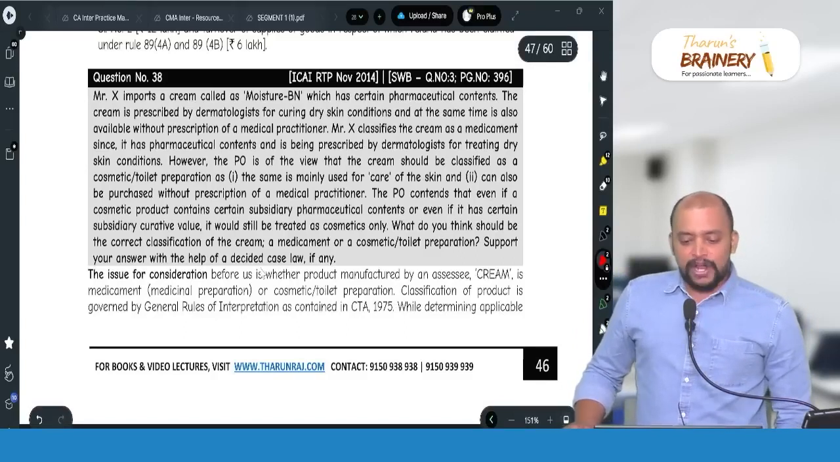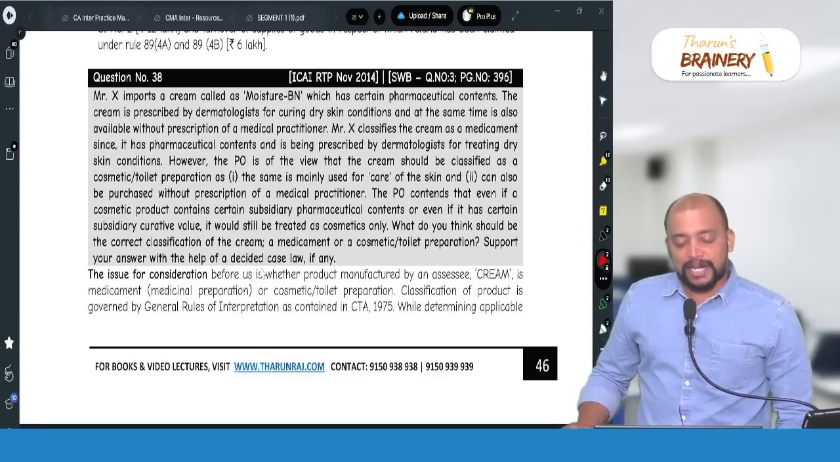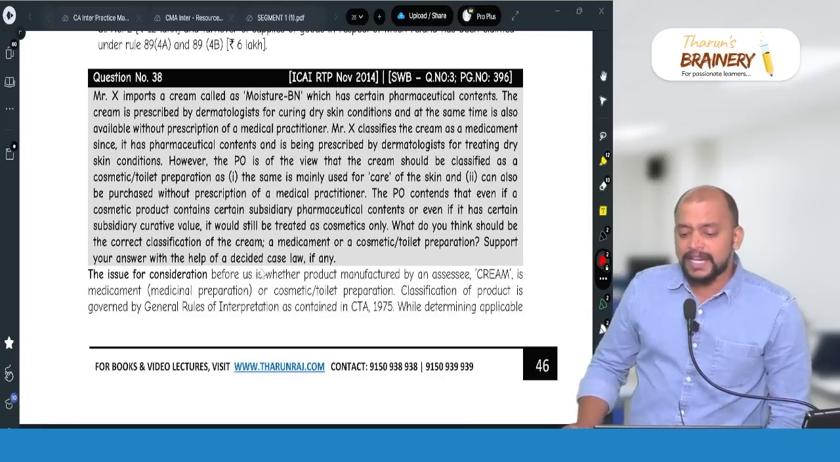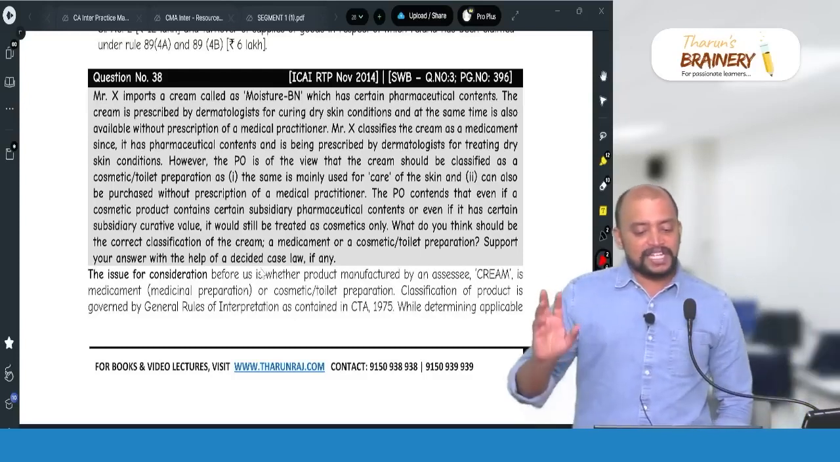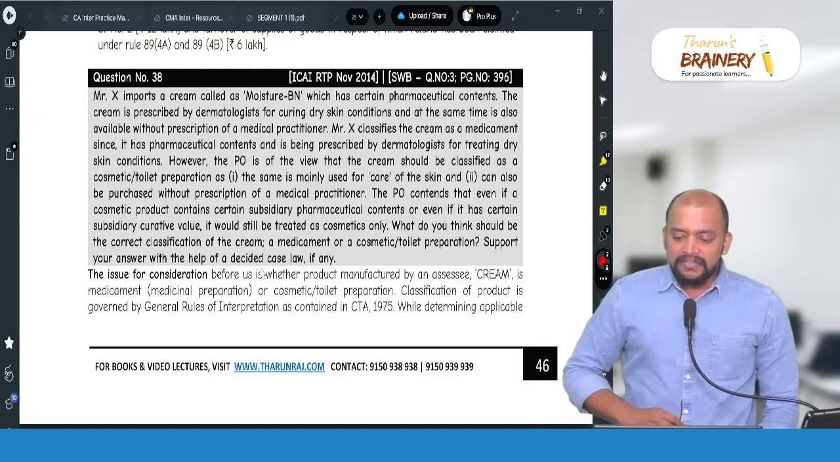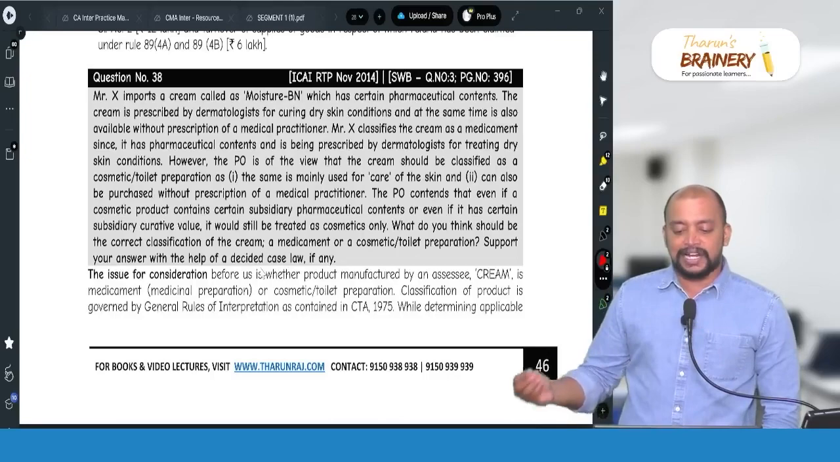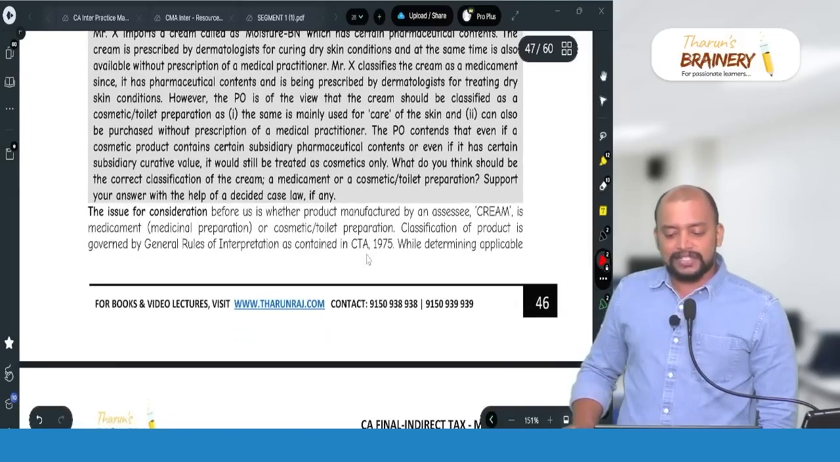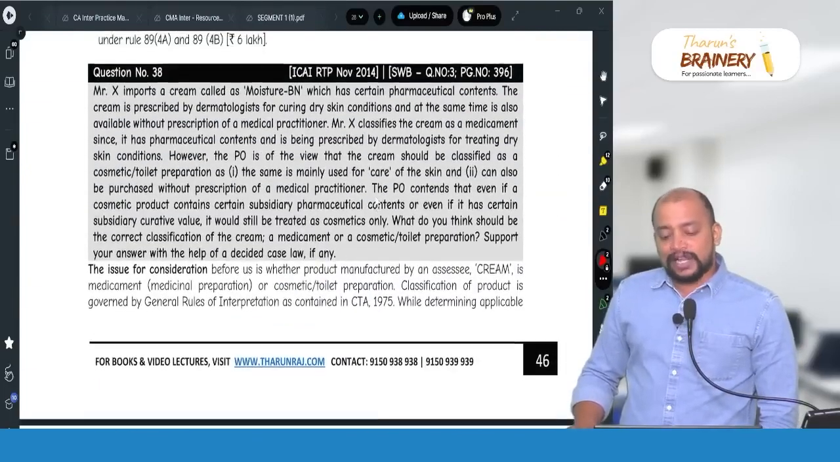However, the proper officer is of the view that the cream should be classified as cosmetic or toilet preparation, as it is mainly used for care of the skin and can also be purchased without any prescription. The proper officer contends that even if a cosmetic product contains certain subsidiary pharmaceutical contents, it should still be treated as cosmetics only. So there is one case law, the Sen's Laboratory Supreme Court case.